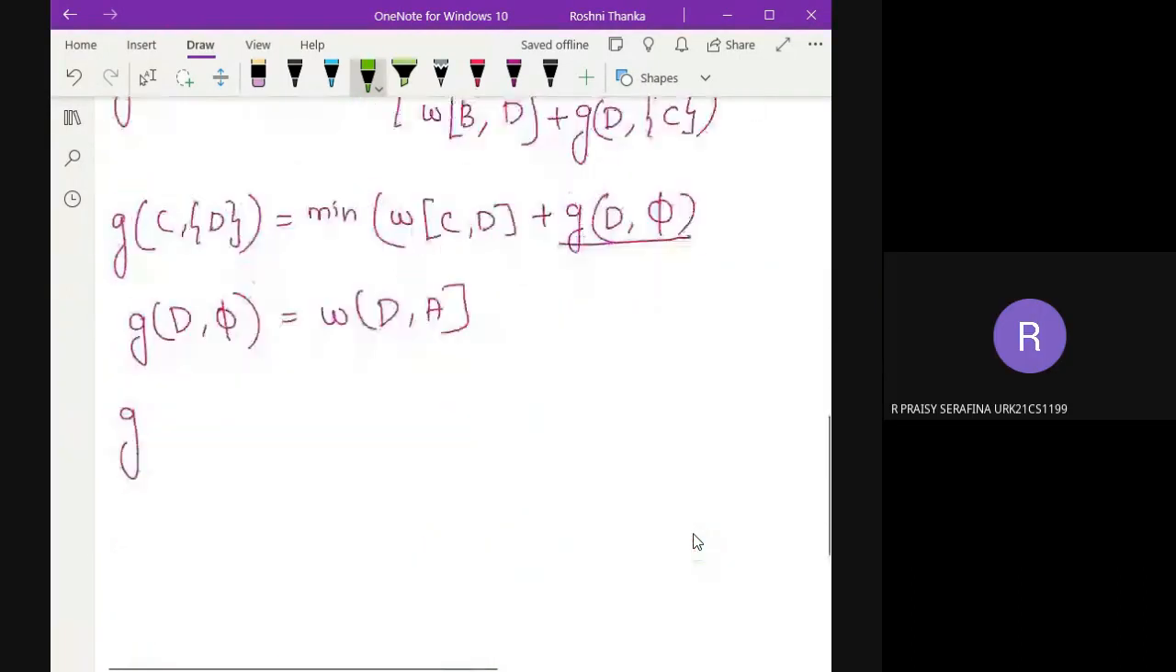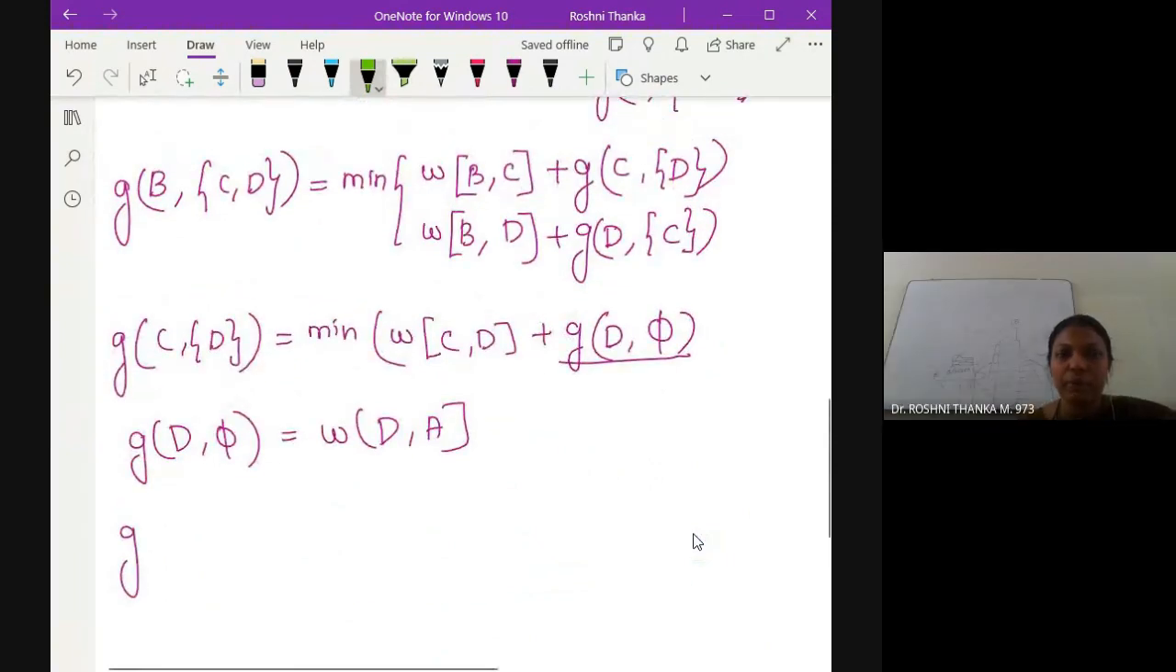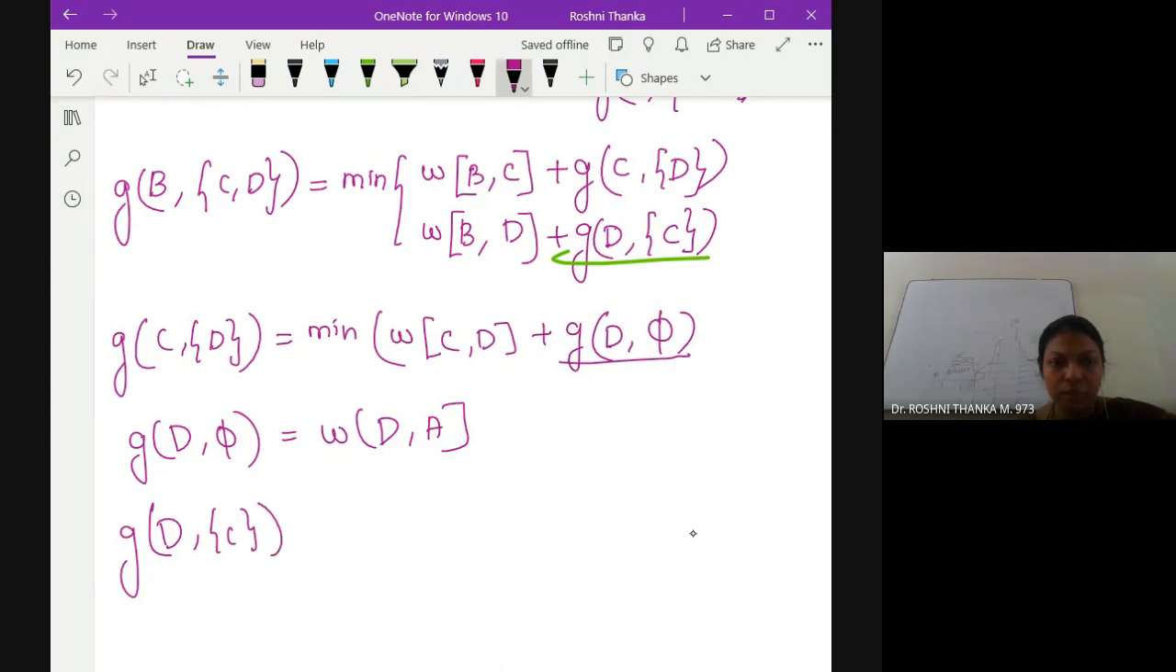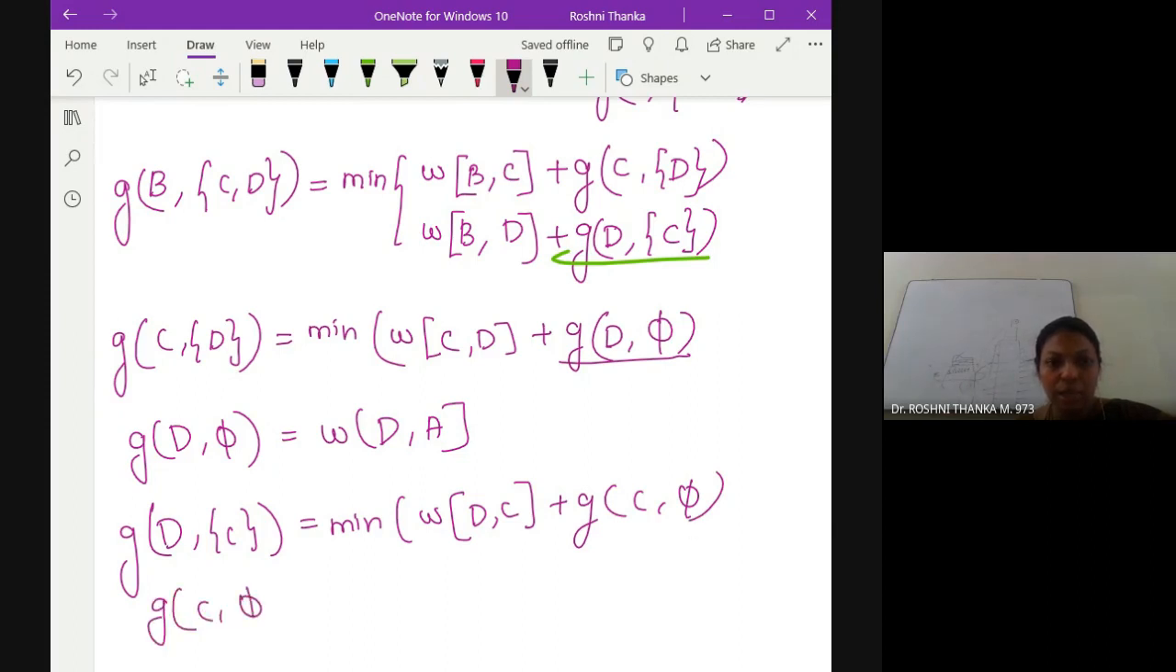Thank you. Okay, so now the next part to be found is this part. We already found this one, so now we want to find D comma C. Again, it is the minimum of weight of D comma C plus G of C comma null. So what is G of C comma null? It is equal to weight of C comma A. So now we derived all the parts, and we have to substitute the values.